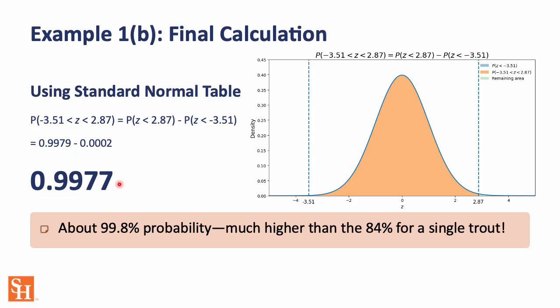So that means the probability that the mean length of 5 trout will fall in between 8 and 12 is 99.8%, right? And we can see this probability is much higher than the individual probability that we calculated earlier, which was about 84%, right?